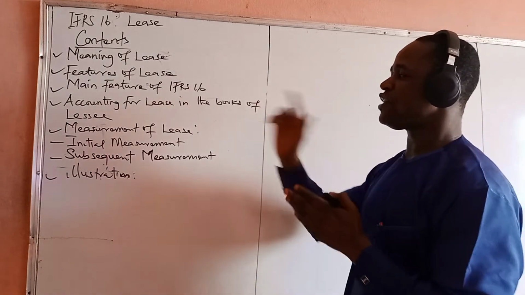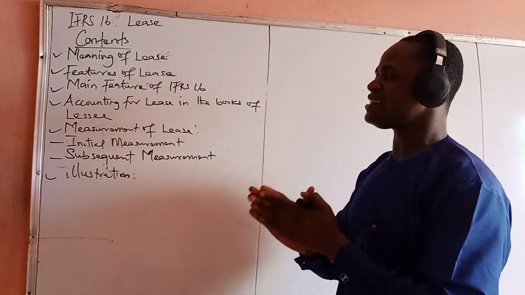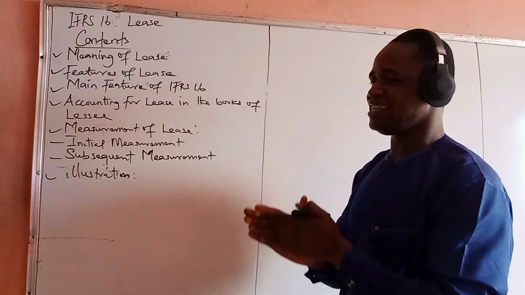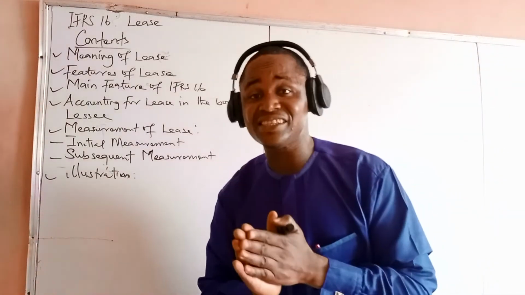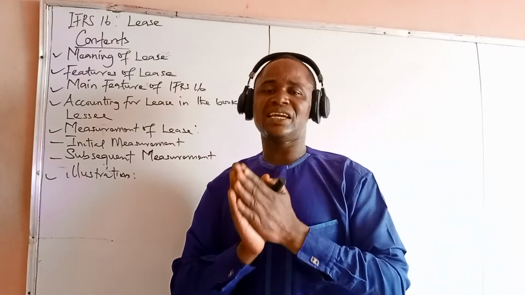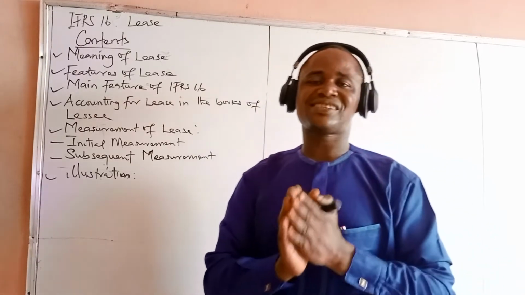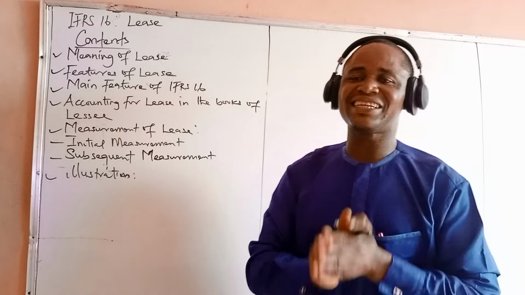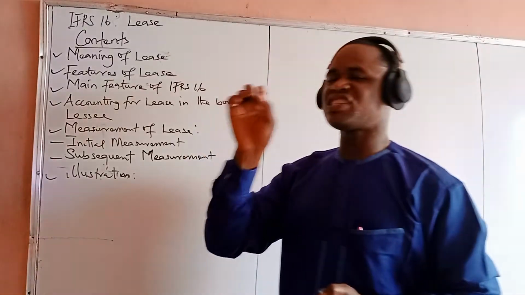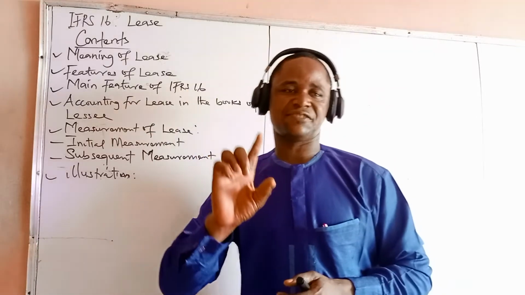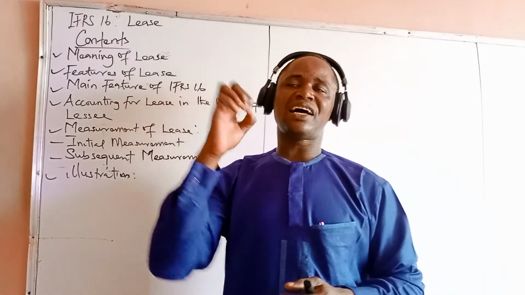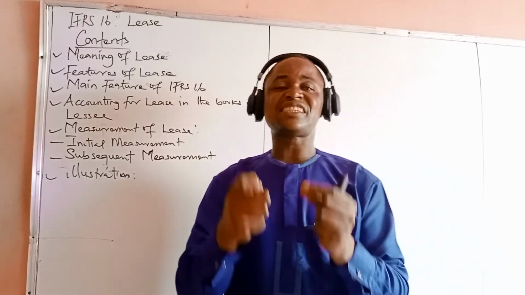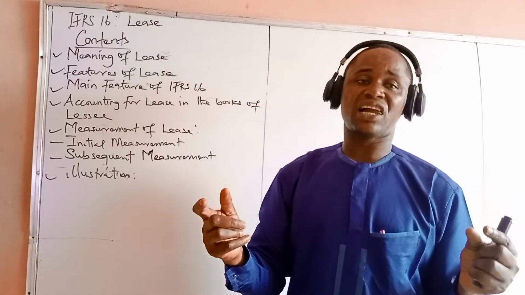Now, what are the basic features of lease? Basic elements of any lease. That is, for there to be a lease, please, certain elements or certain features must be contained in that contract. One, there must be an identified asset. There must be an asset which is the subject matter of that lease agreement or contract.